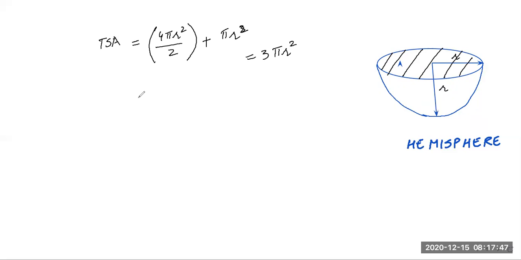Then the volume of a hemisphere would obviously be half the volume of the sphere. If it is solid, it is 2 by 3 pi r cube, right?